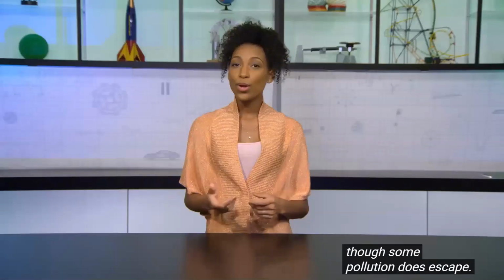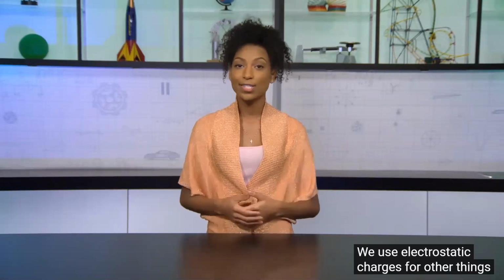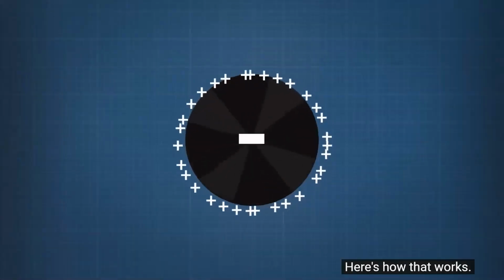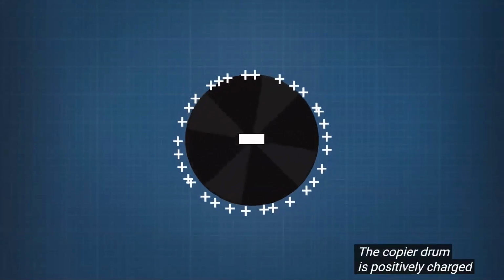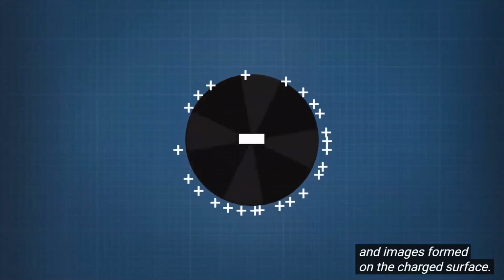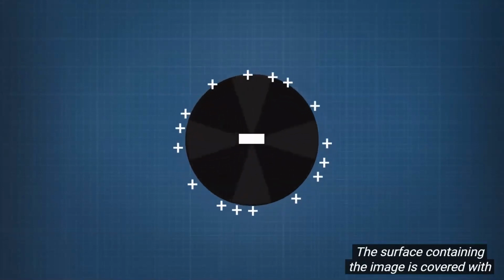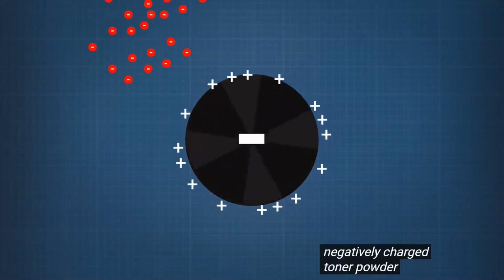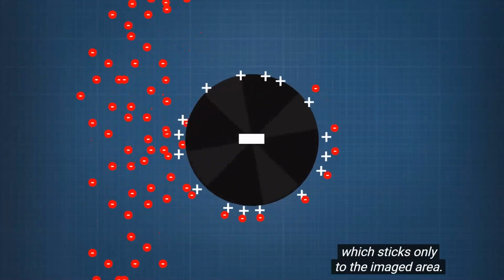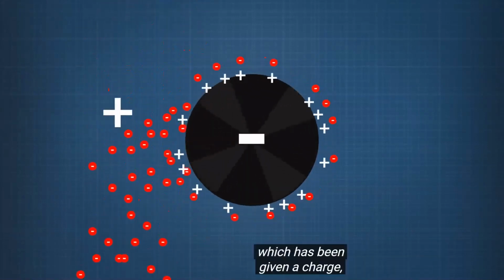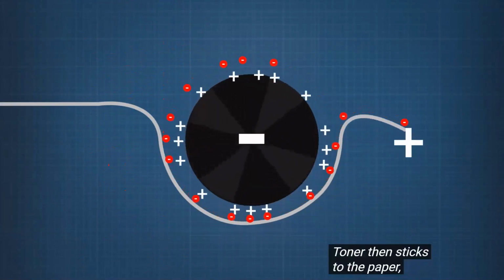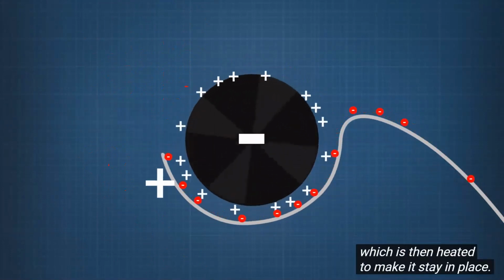Precipitators can capture a large percentage of the particles from the burning material, though some pollution does escape. We use electrostatic charges for other things in our daily lives, like photocopiers. Here's how that works. The copier drum is positively charged. Through the use of a light source and lens, an image is formed on the charged surface. The surface containing the image is covered with negatively charged toner powder, which sticks only to the imaged area. A piece of paper, which has been given a charge, rolls over this area. Toner then sticks to the paper, which is then heated to make it stay in place.